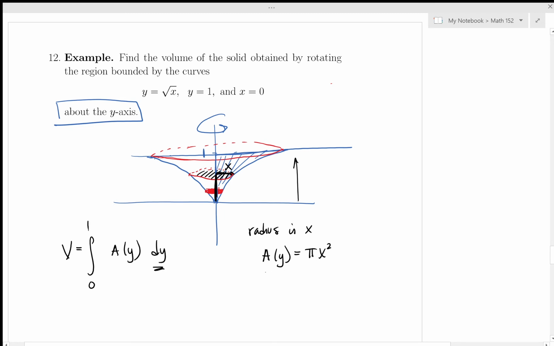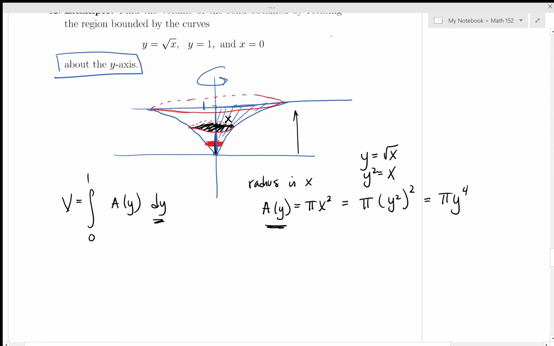I need to establish the area as a function of y, and I have a relationship between x and y. I know that y is equal to the square root of x, which means that y squared is equal to x. So here I replace x with y squared, and then it's still squared. That gives me that my area as a function of y, the area of my circle right here, is going to be pi times y to the 4. Now my problem is very close to being solved.